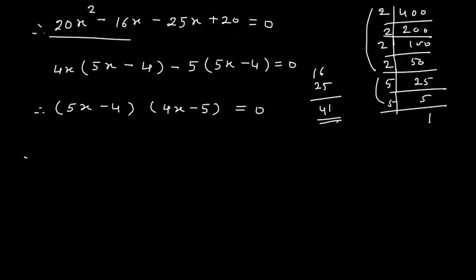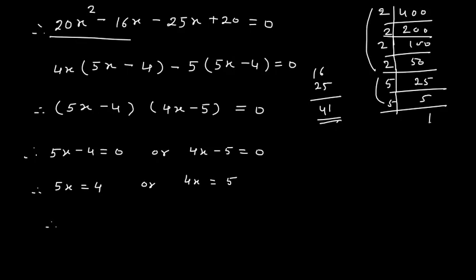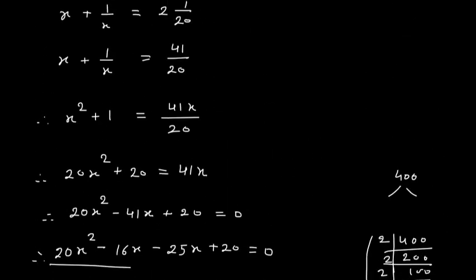So therefore this will give me 5x minus 4 is 0, or it will give me 4x minus 5 is 0. So therefore it gives us 5x is 4, or 4x is 5. Therefore it gives us x is equal to 4 upon 5, or x is equal to 5 upon 4. So the value of x is 4 upon 5 or 5 upon 4.